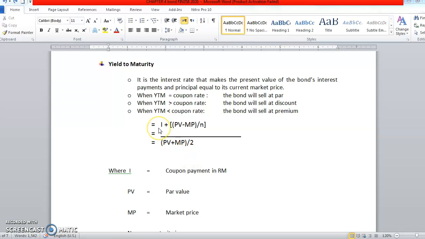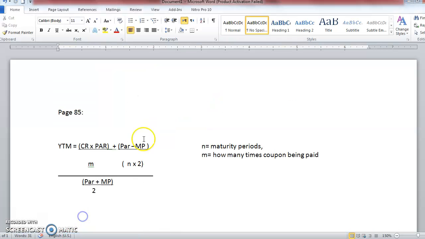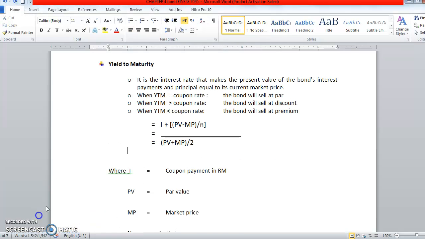Alright, so again, in how to calculate your yield to maturity for the bond, this is just the same formula as in your textbook earlier. It's just a more brief one, lebih ringkas lah. Okay, dekat sini adalah sama dengan formula in your textbook, which is this one. This is the whole I. The coupon rate times par value divide by M. So I'll just state this one as I.